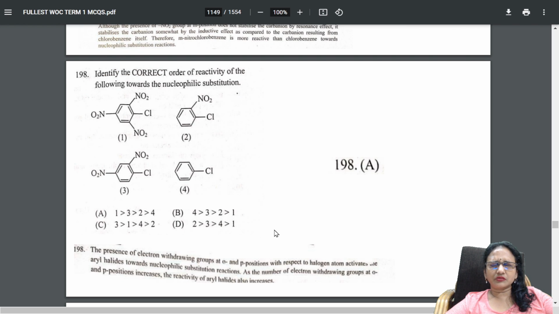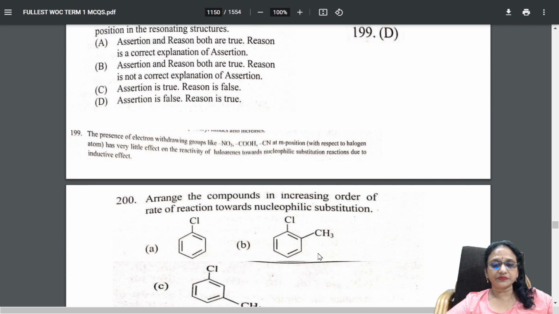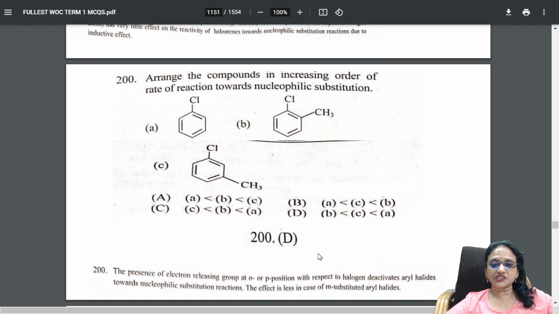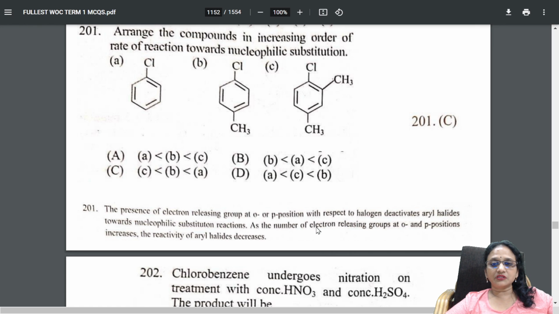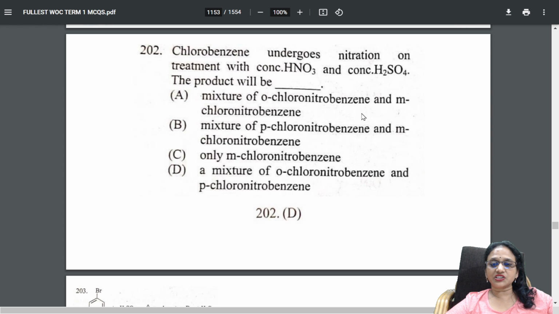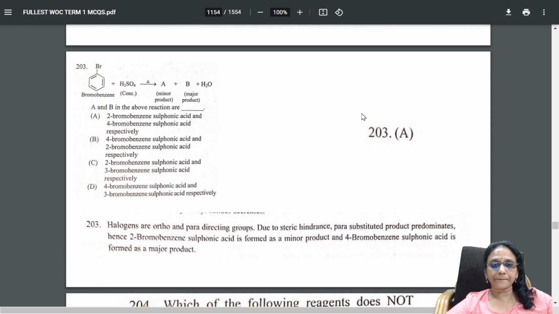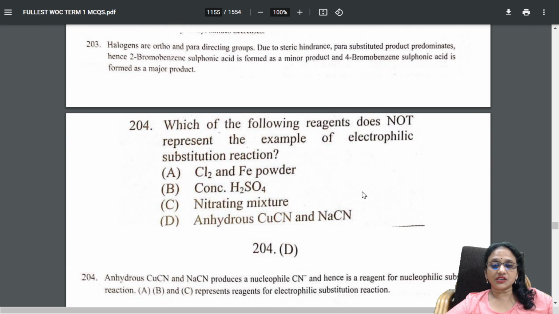Further reactions of ring towards nucleophilic substitution, presence of your electron withdrawing group. Reason also is given here. Assertion reasoning questions are given here. Nucleophilic substitution reactions questions are given here. Further, they'll be asking you questions based on electron releasing groups and electron withdrawing groups. Nitration reaction is asked like this. Sulfonation reaction is asked like this. Means every reaction they want to ask you or frame a question.